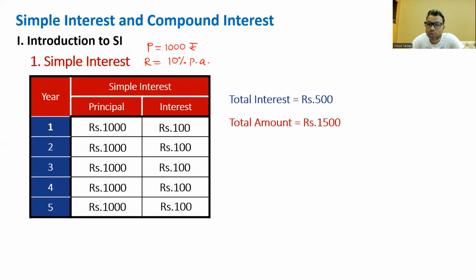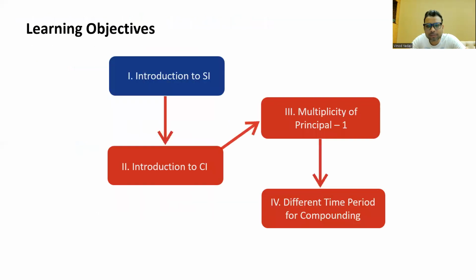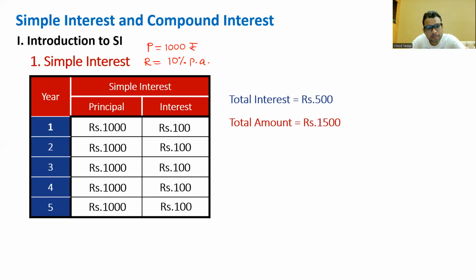So in 5 years, if you see, total interest is 500 rupees and total amount, principal was 1,000 plus 500 rupees interest, so ultimately 1,500 rupees. Cool. Got it? Understood?